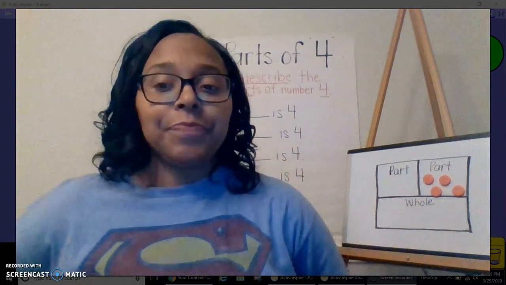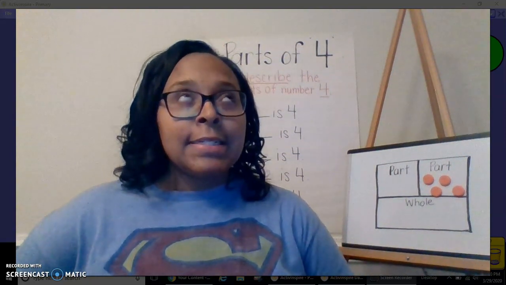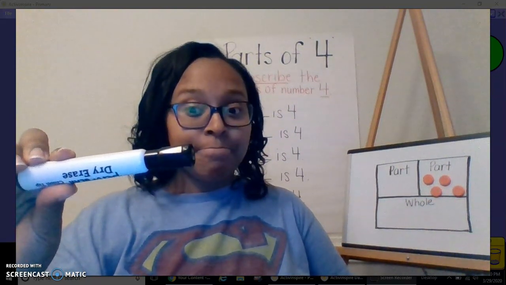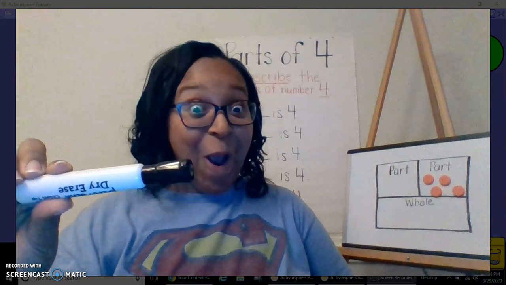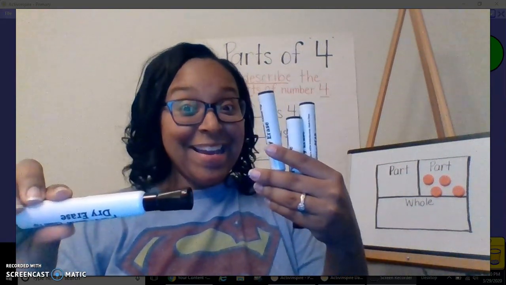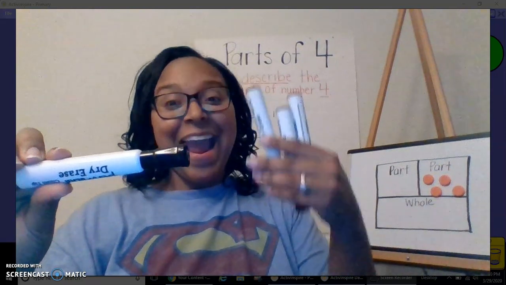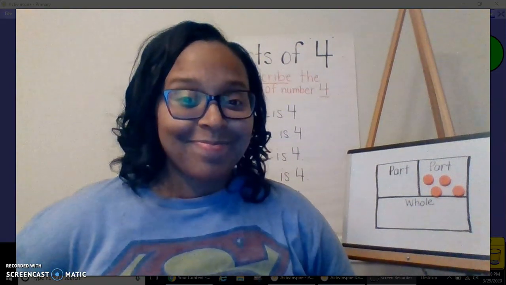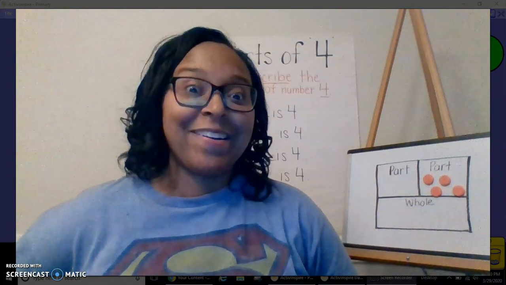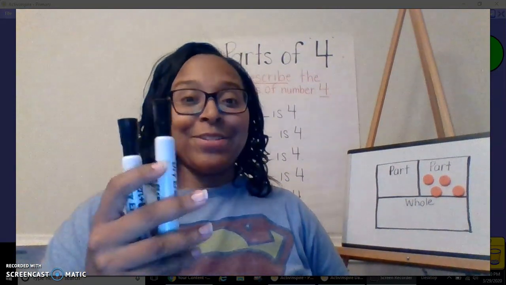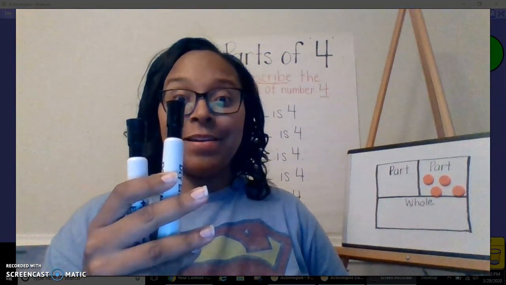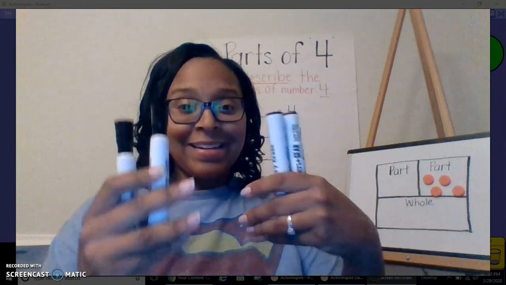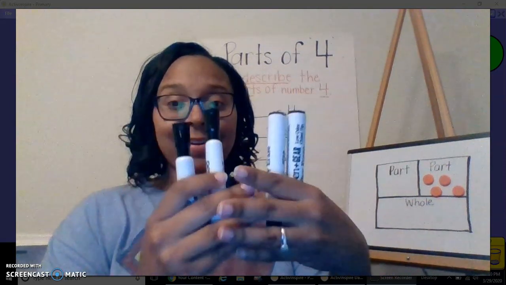Let's try again. What if I'm showing you 1. How many are behind my back? Did you guess 3? So 1 and 3 is 4. Let's try another one. Can you guess what I'm going to show you? What about, I'm showing you 2. So that means 2 are behind my back. 2 and 2 is 4.